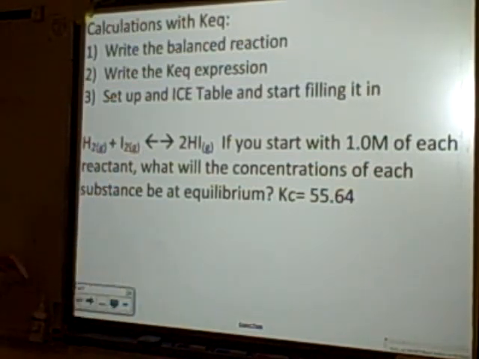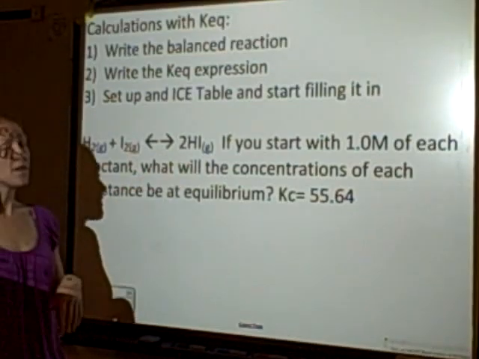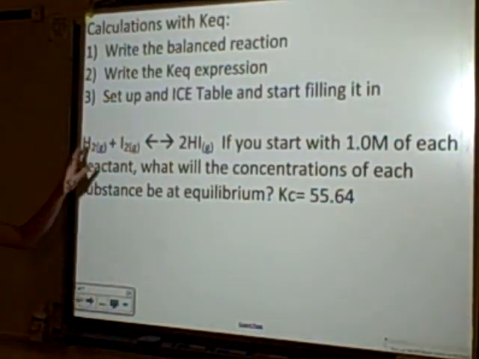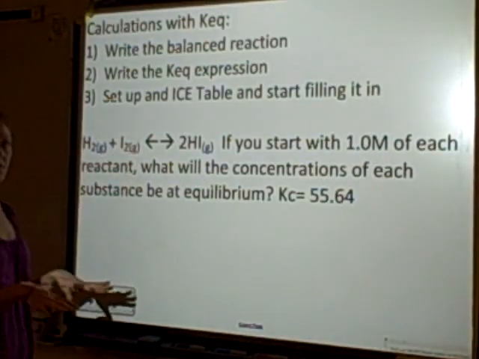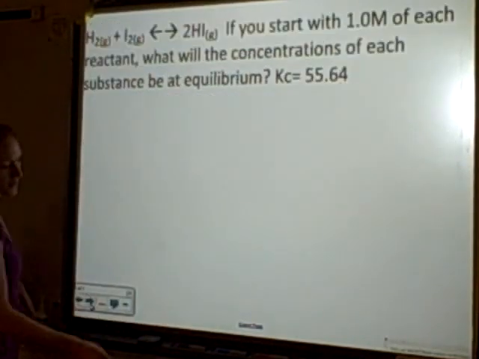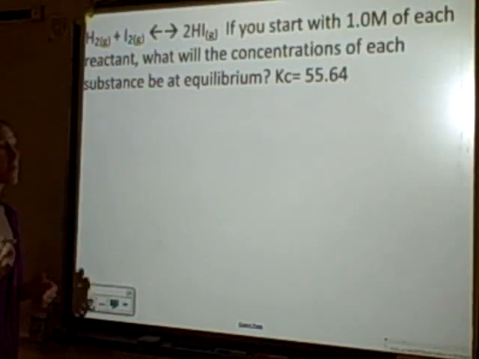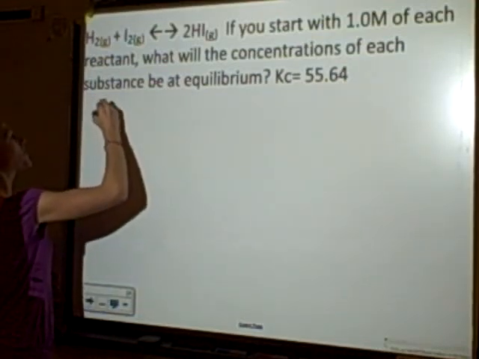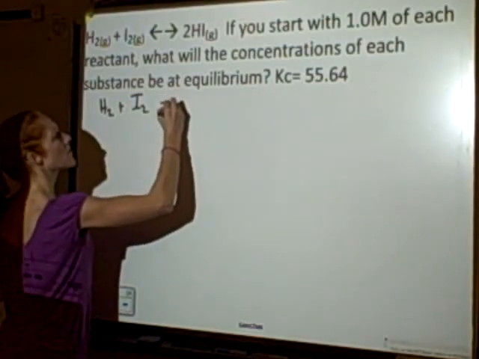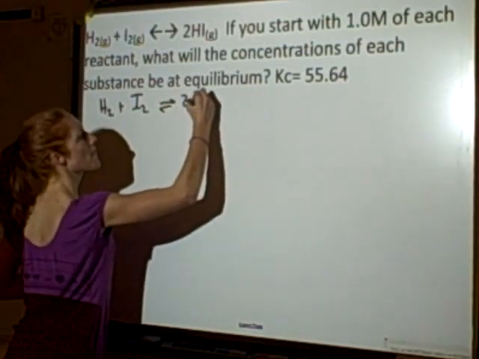So here's a problem. I have hydrogen and iodine react to form hydrogen iodide. We're going to start with 1 mole per liter of each of the reactants, and we're going to see what the equilibrium concentrations of everything will be, and we're given the KEQ value, or the KC value. So the first thing I said was I'm going to write out the balanced equation. So H2 plus I2 is going to make 2HI.